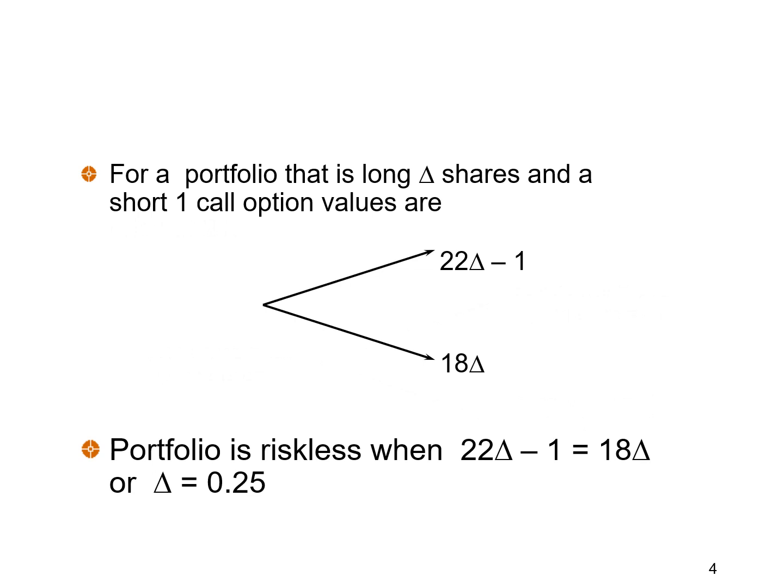So moving on from the previous slide, as I said, the price of $20 can move up either to $22 or it could move down to $18. So let's assume that you are long on shares of that particular company. Let's assume that you're long on delta number of shares and you're short on one call option for that particular company.